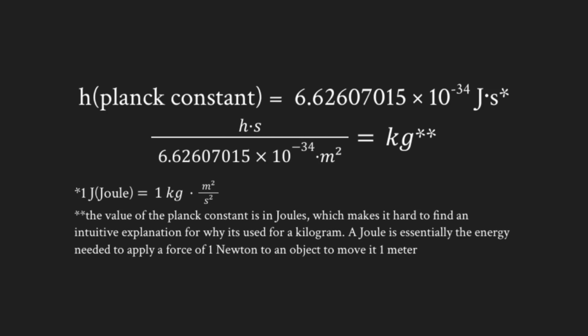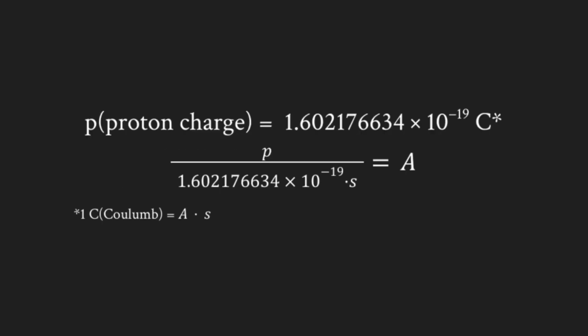For example, the kilogram or kilo is found by setting the value of the Planck constant to exactly 6.62607015 times 10 to the negative 34 joule seconds, or kilogram meters squared per second. Since the value of the meter and second is known, it can be found out what the kilogram is. You should be able to see where this is going. The charge of a proton is exactly 1.602176634 times 10 to the negative 19 coulombs, and a coulomb is equal to an ampere times a second. Dividing by the value of a second gets the value of an ampere.